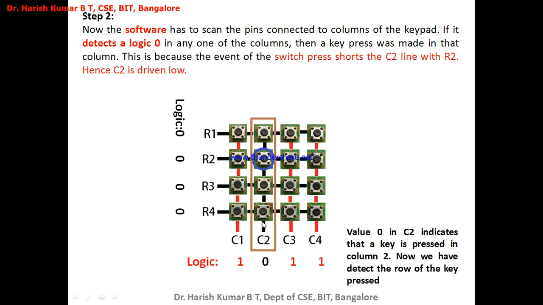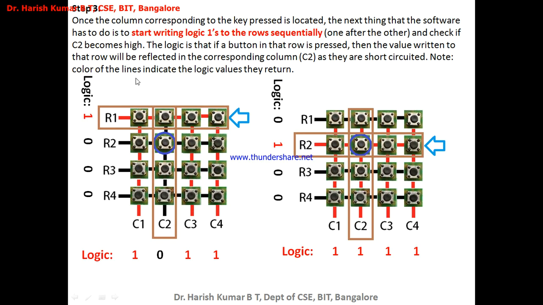this column. Now I have to identify in which row is that particular key. In order to do that, I have to go for energizing each of these rows one at a time. That is what I do in the next step. Now what I'm doing is writing logic 1 to the rows sequentially.